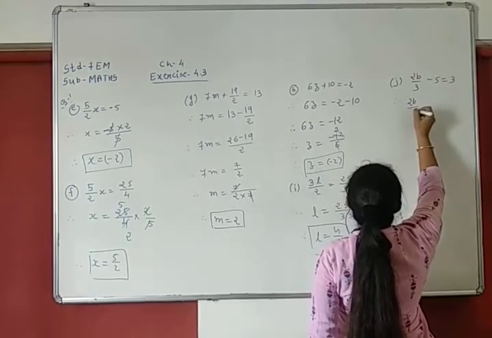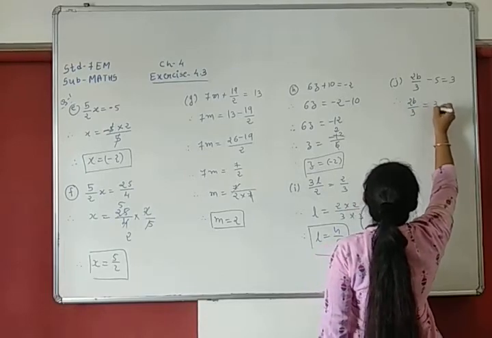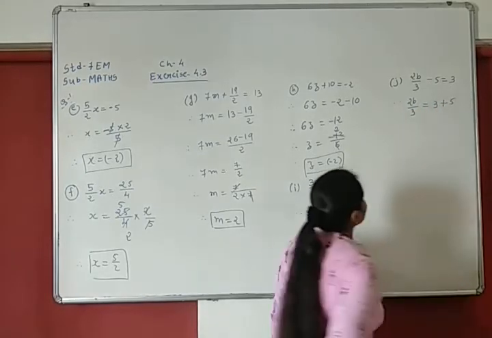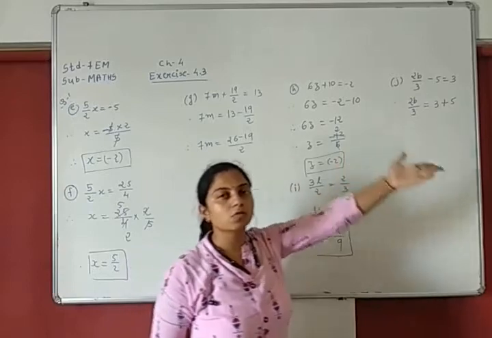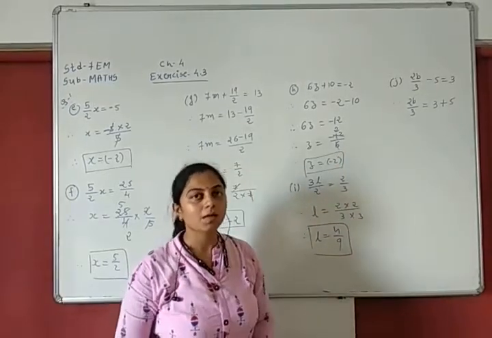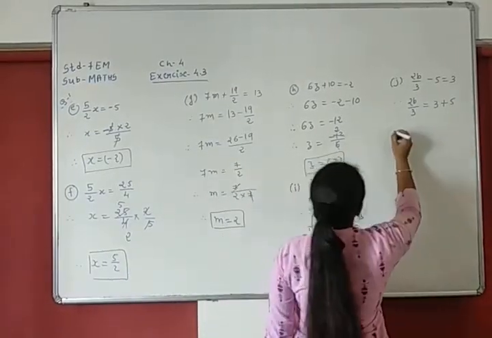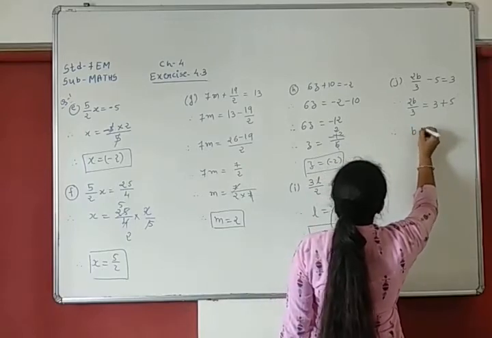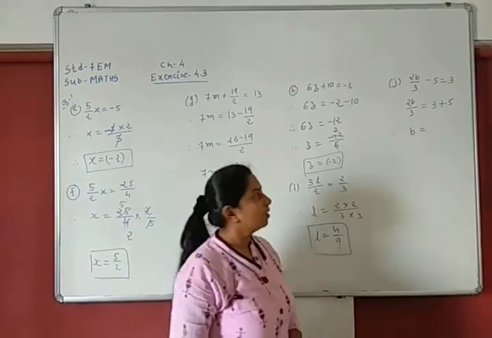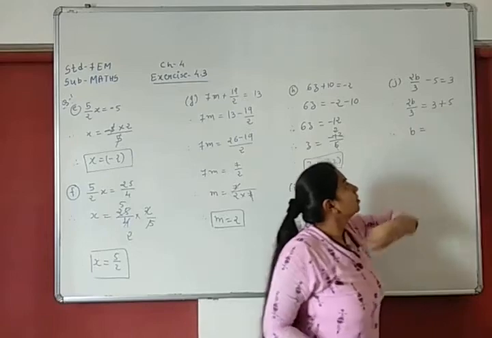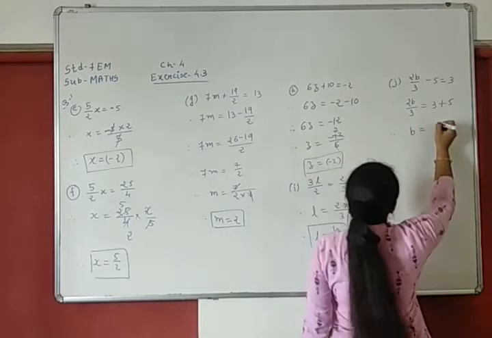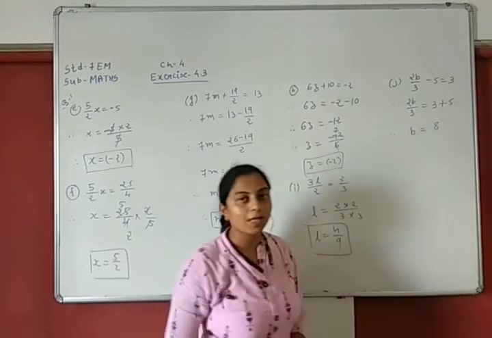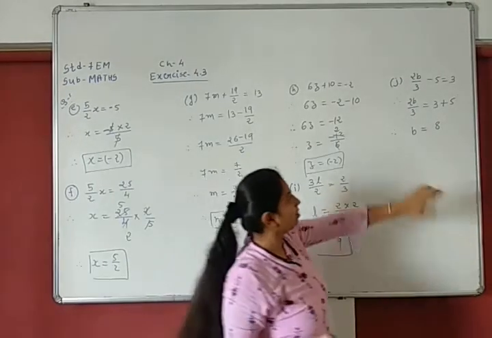So 2b divided by 3 equals 3 plus 5. What did I do? Minus 5 will go to the right hand side, so it will become plus 5. Now what will be the value of b? 3 plus 5, 6, 7 and 8. So b equals 8. It is not right. It is still remaining.